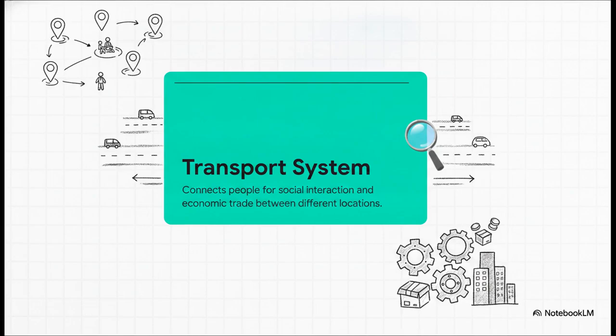Before we even think about laying down any roads or tracks, take a quick second and think about your own daily commute. Why do you travel? Where are you actually going? This fundamental human need to move is the spark that creates the need for urban planning in the first place. At its core, a transport system is the ultimate connector, literally a system designed to connect people between different locations.